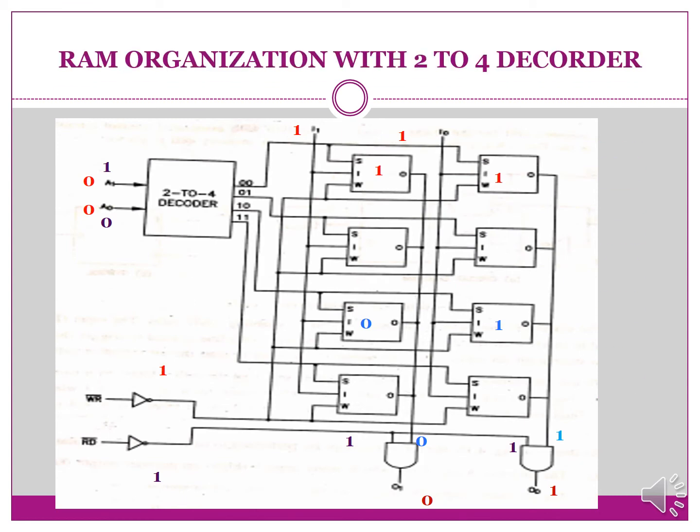RAM organization with 2 to 4-bit decoder. Here a 2 to 4-bit decoder is given, and a 2 to 4-bit decoder means we have 2 inputs A0, A1. If we have 2 inputs, you have 4 outputs. What are the 4 possible outputs? 0 0, 0 1, 1 0 and 1 1. So for these different 4 outputs, any one output is selected at a time.